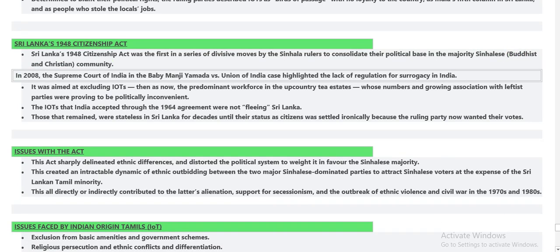Sri Lanka's 1948 Citizenship Act. Sri Lanka's 1948 Citizenship Act was the first in a series of divisive moves by the Sinhala rulers to consolidate their political base in the majority Sinhalese, Buddhist and Christian community.